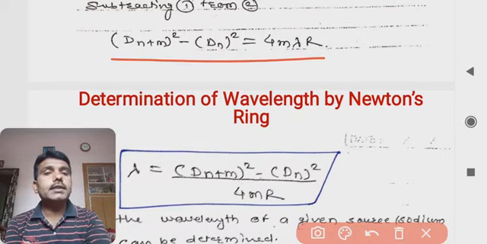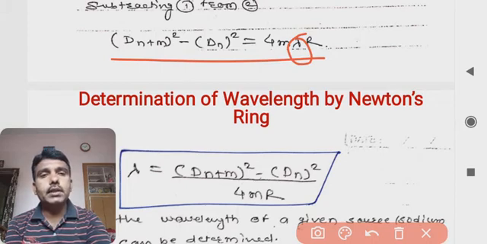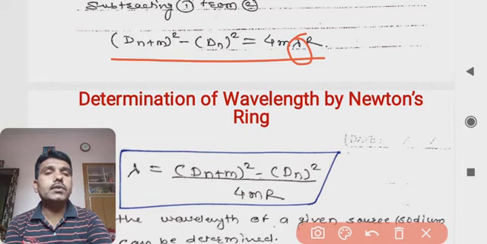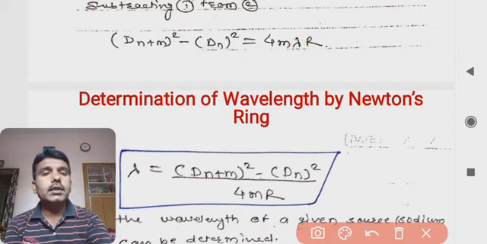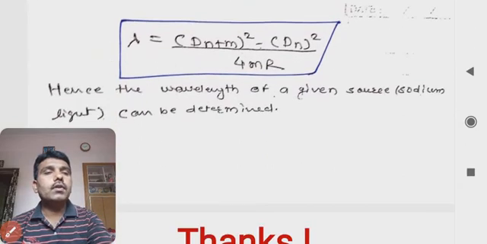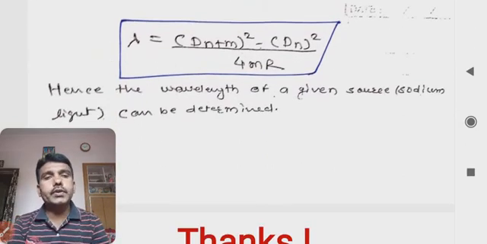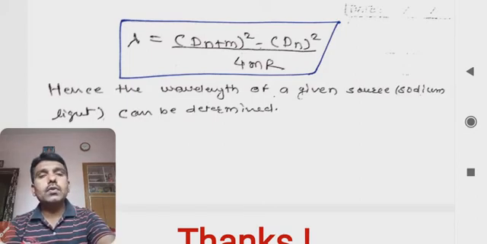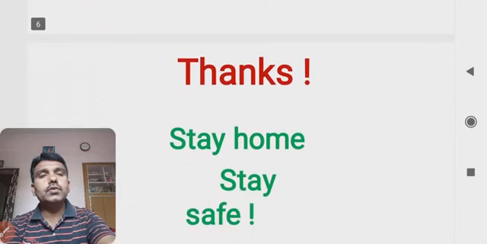As our title is to calculate the wavelength, and wavelength is represented with lambda, this 4mR will go to the other side and lambda is equal to D n plus m whole square minus Dn square divided by 4mR, where R is the radius of curvature. And this is how we can simply calculate the wavelength of the given source, the sodium light, which can be determined. So this is the simple way of calculating the wavelength using Newton's rings.